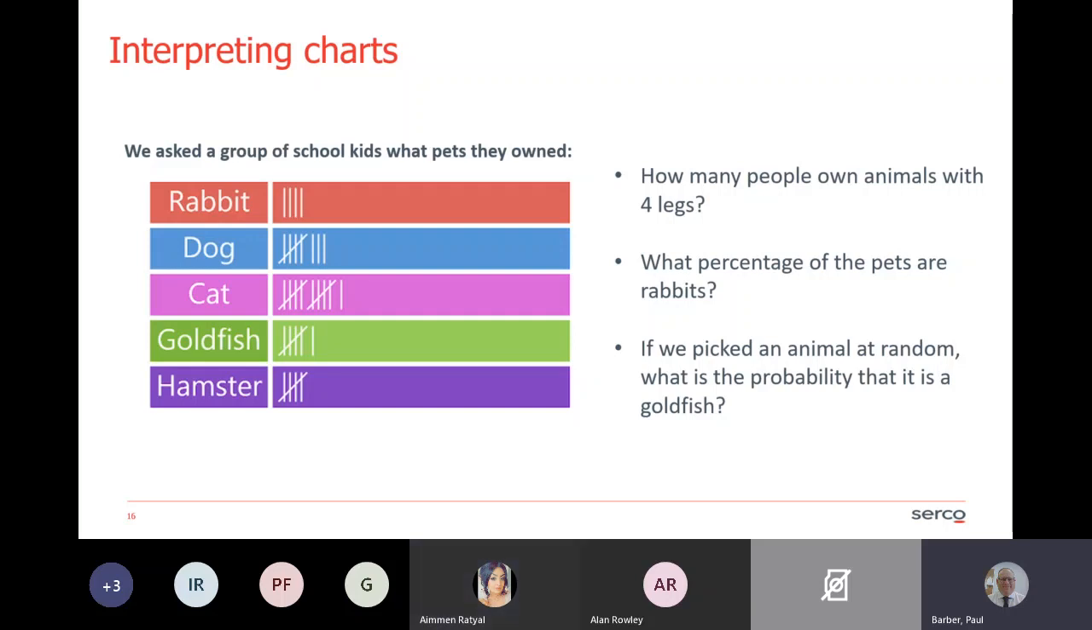We're not going through percentage or probability today, but we will do those at other times. So you may be asked what's the percentage of the pets that are rabbits, or if we picked an animal at random, what's the probability it's a goldfish? So there's a little bit more maths to be doing there, but we're still using the data from the tally chart. So tally charts do come up quite regularly as well.